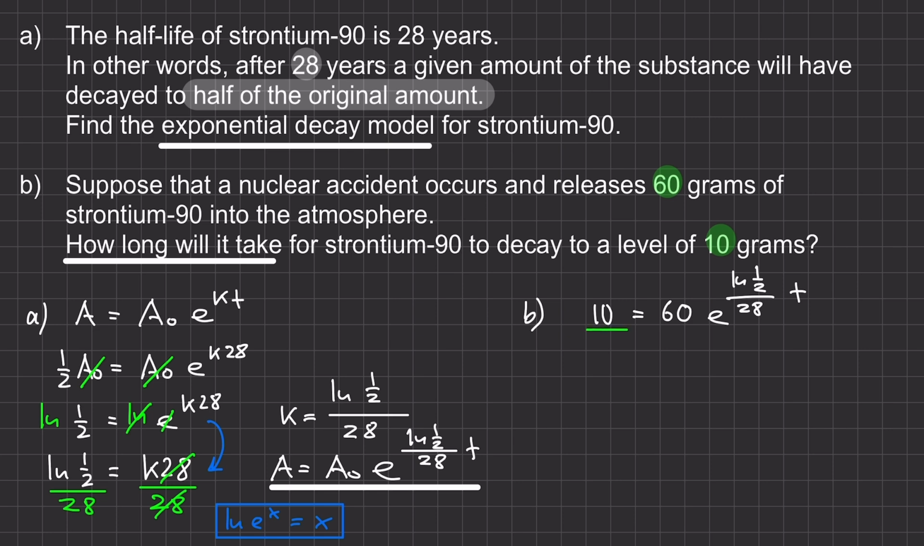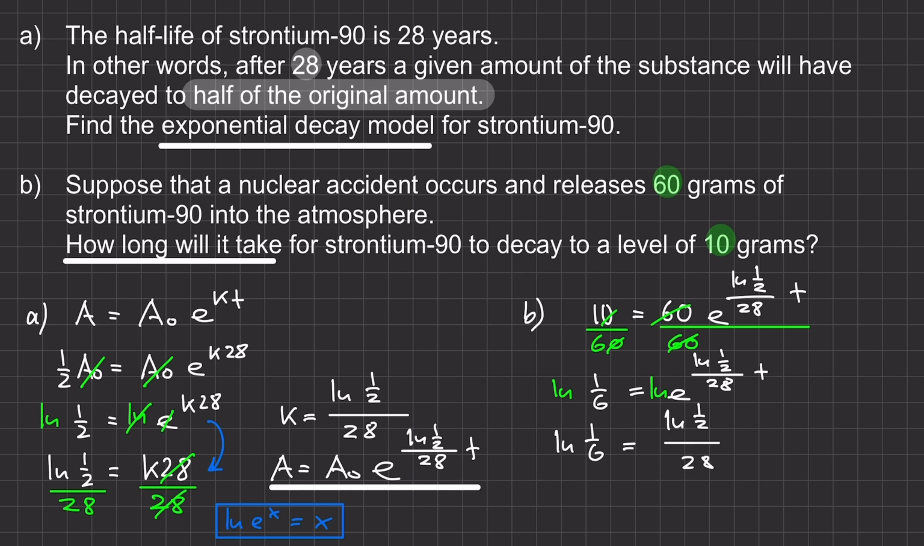Dividing both sides by 60 gives us 1/6 equals e raised to the power of ln of 1/2 over 28 times t. Now we are going to take the natural logarithm on both sides, and with the inverse property we get ln of 1/6 equals ln of 1/2 over 28 times t.